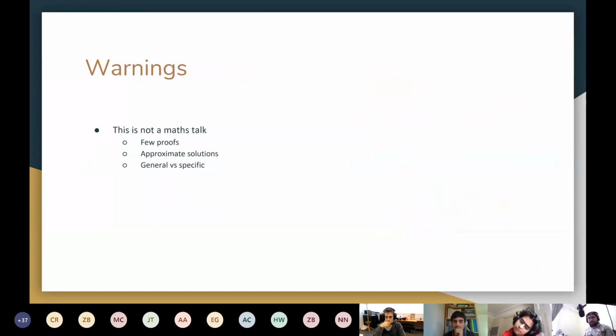A few points on how to frame things. This is not a maths talk. There is a lot of theory, maths, and theoretical CS behind reinforcement learning, which I'm going to talk about a bit. But a lot of the solutions are very approximate. They work sometimes, they don't work other times. A lot of the theory is extremely general, but the things we actually care about are extremely specific, and there's a lot of work that goes into tailoring it to specific situations. So don't expect me to spend ages proving things.